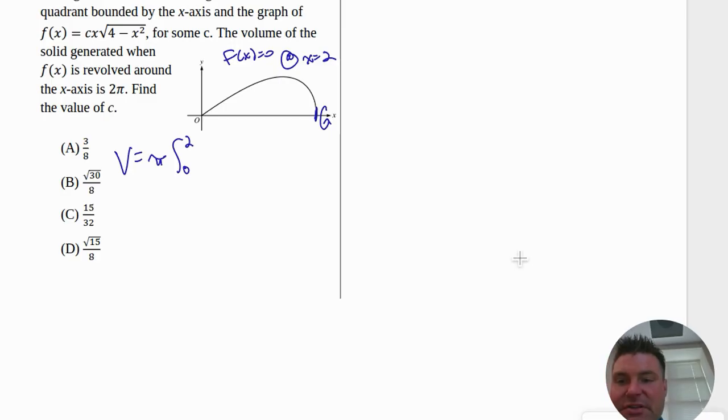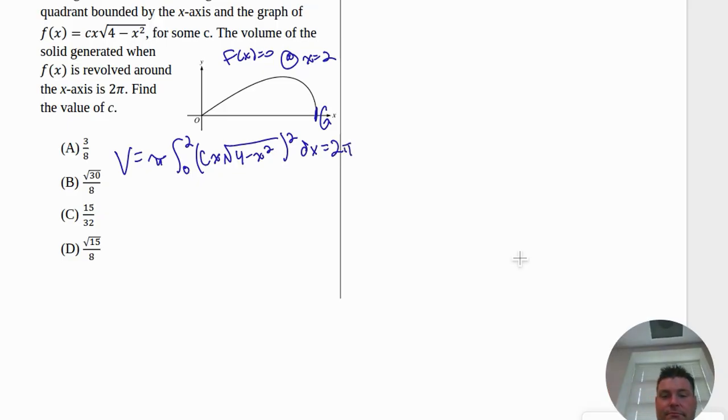So we're going to integrate from 0 to 2 of this cx root 4 minus x squared. That's a c, not a parentheses. We're going to square that dx, and that answer is going to be 2 pi. Okay, our job is to solve for this variable right there, that c.